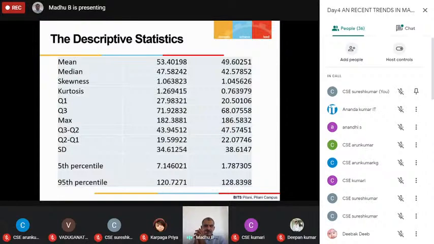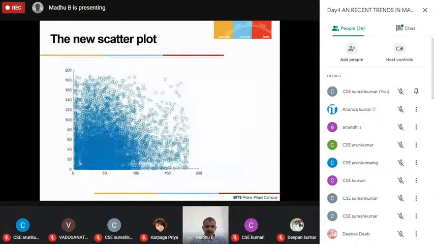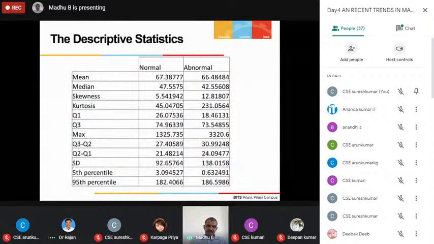Okay, are you able to see the new screen? Are you able to see the descriptive statistics? Yes or no? Yes, sir. Okay. What happened in the previous slide is that I think I was showing you my planning slide, not a problem. In my previous result, the mean was about 67.387, the median was 47.42, and the skewness was 5.5 and 12.87.